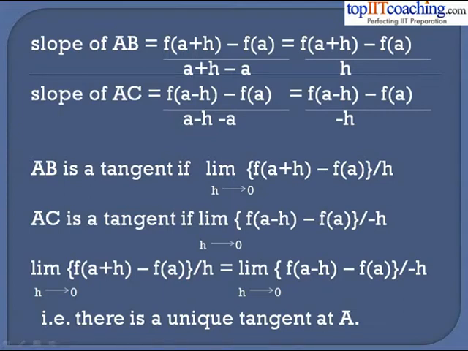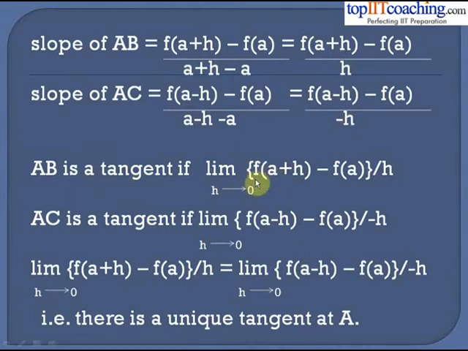So from the previous figure, we see that the slope of AB is equal to f(a plus h) minus f(a) divided by (a plus h minus a), which is equal to f(a plus h) minus f(a) divided by h. Similarly, the slope of AC is equal to f(a minus h) minus f(a) divided by (a minus h minus a), and this is equal to f(a minus h) minus f(a) divided by minus h.